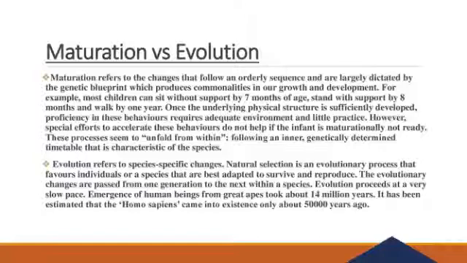Natural selection is an evolutionary process that favors individuals or species best adapted to survive and reproduce. The evolutionary changes are passed from one generation to the next within a species. Evolution proceeds at a very slow pace. Emergence of human beings from great apes took about 14 million years. Imagine, 14 million years. It has been estimated that Homo sapiens came into existence only about 50,000 years ago.